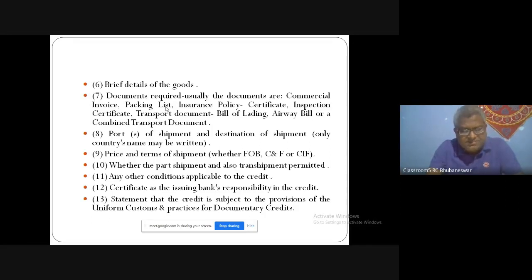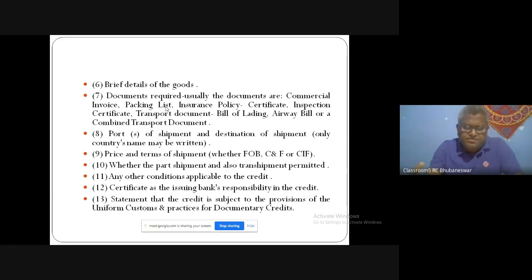Here, similarly, the same thing is shown on my slide. The documents required usually are the packing list, insurance policy certificate, inspection, transport document, bill of lading, and airway bill. There are different documents related to the transport document, port shipment document, price, and terms. Here there is a term that shows whether it is FOB, C&F, or CIF. I have already discussed FOB, free on board, cost and freight, and cost, insurance and freight. These are some of the terms through which a particular shipment can be made.